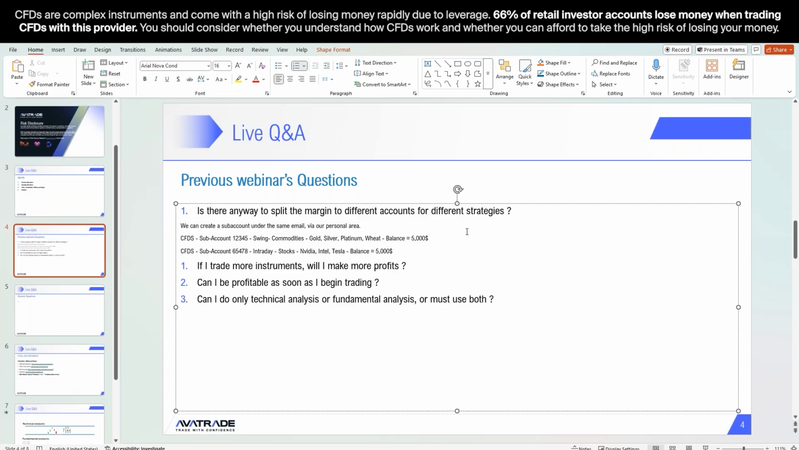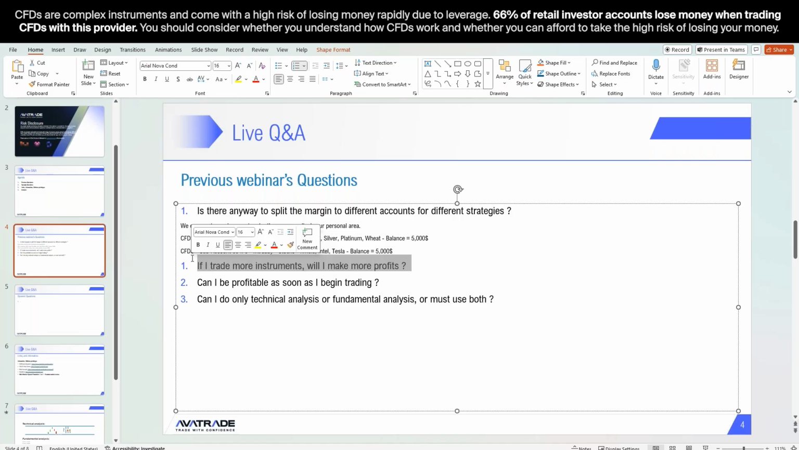The second question is, if I trade more instruments, will I make more profits? Oh, okay. So the question is, if I trade more instruments, will I make more profits?